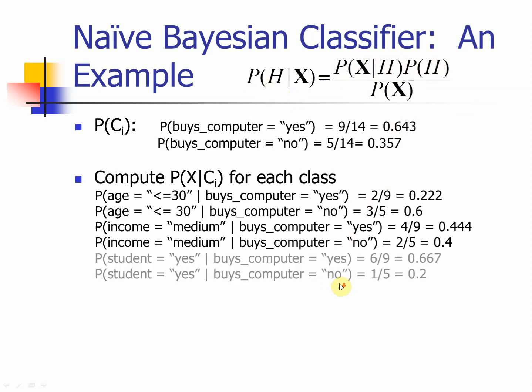So obviously we need to continue working on the next attribute, student, yes. There are 7 cases of student. 6 out of 9 are buying the computers, and 1 out of 5 are not buying the computer.